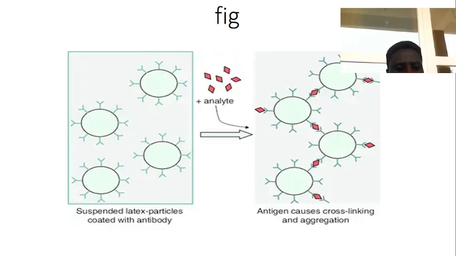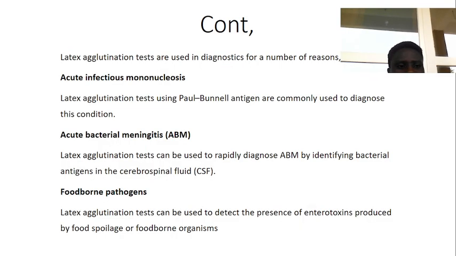This is how it works. They suspend the latex particles coated with specific antibodies, and there is an analyte. The analyte can be antibodies or antigens. Then, if the analyte is present, there is an antigen that causes cross linking and makes agglutination.